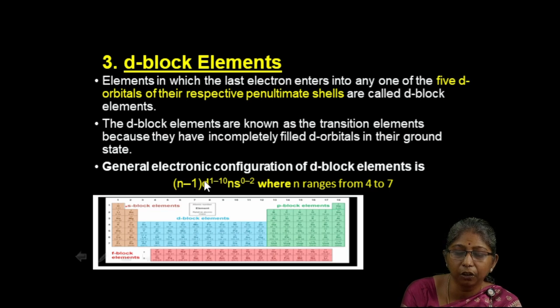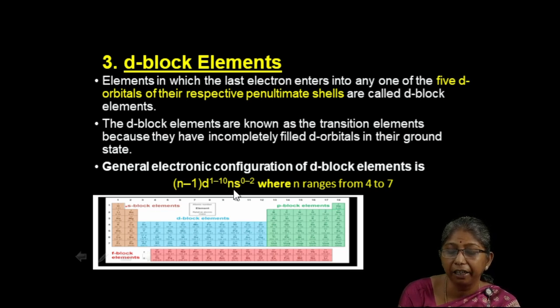See the electronic configuration, it is (n-1)d1 to 10. So d1 to d10 electrons are being filled, and here ns is equal to 0 to 2. So here the shell that is being filled is the penultimate shell, and so these are called D block elements.